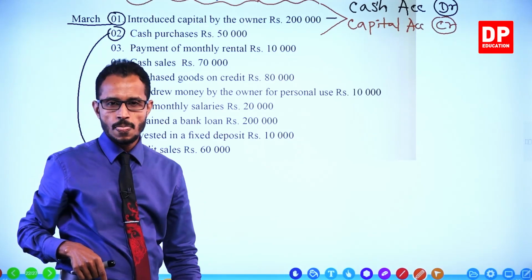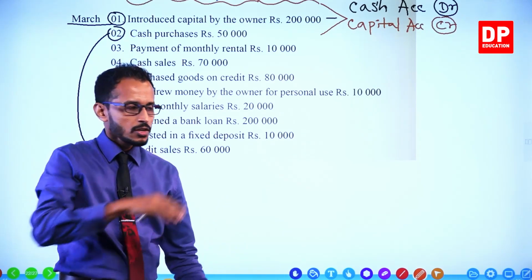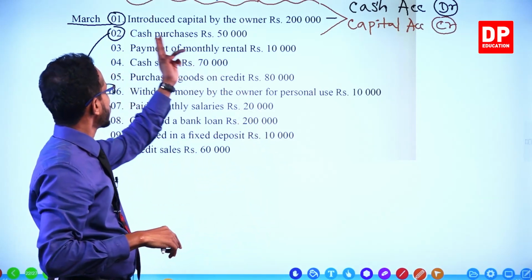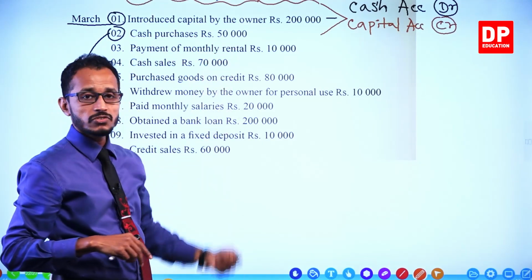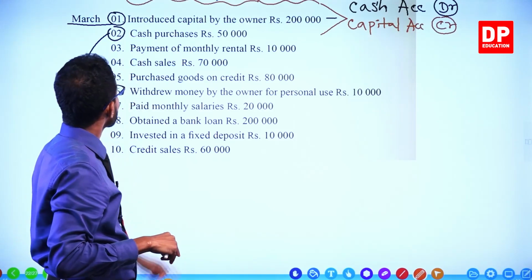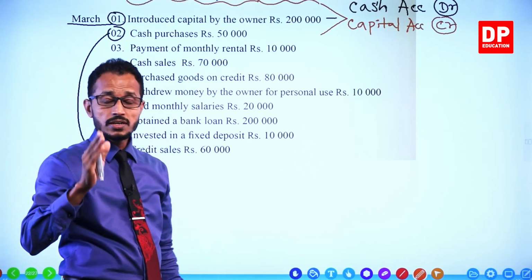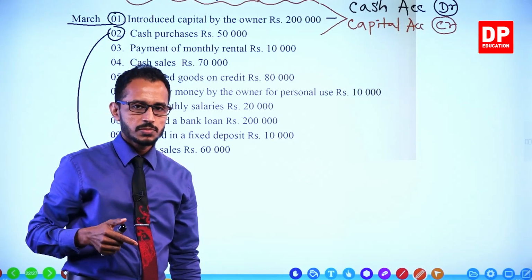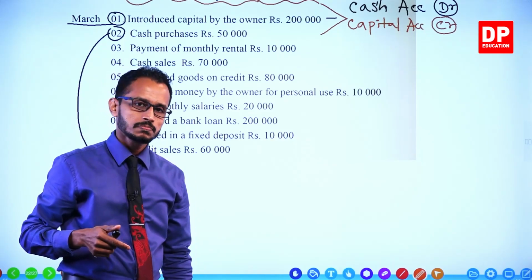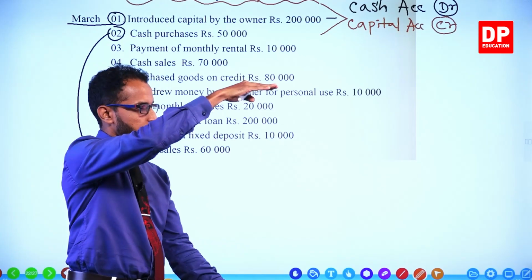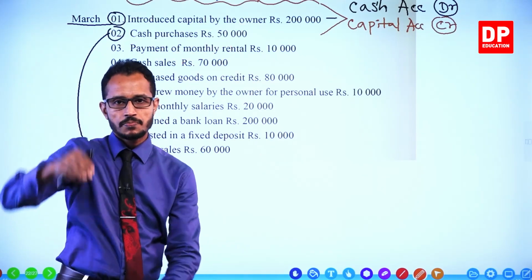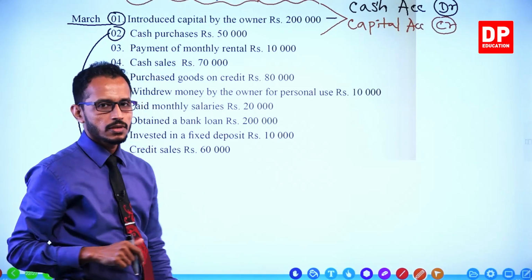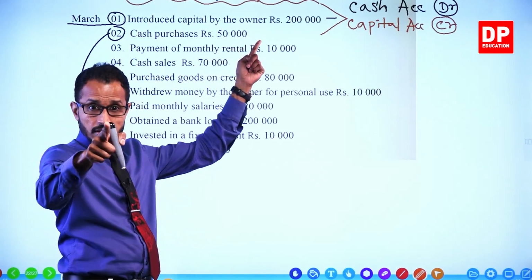Ins are debit, outs are credit. So ins means goods, according to this transaction, purchasing 50,000 of goods. Cash purchases means purchasing goods. Take it to your heads. So goods come into the business, and you know that ins are debit. Which account should be debited?